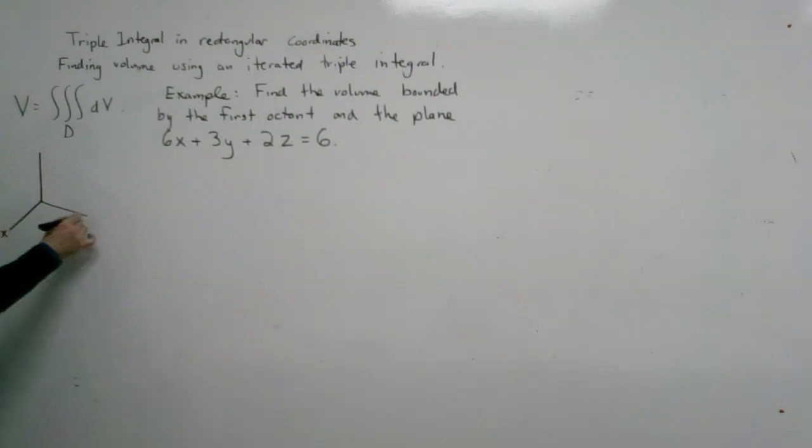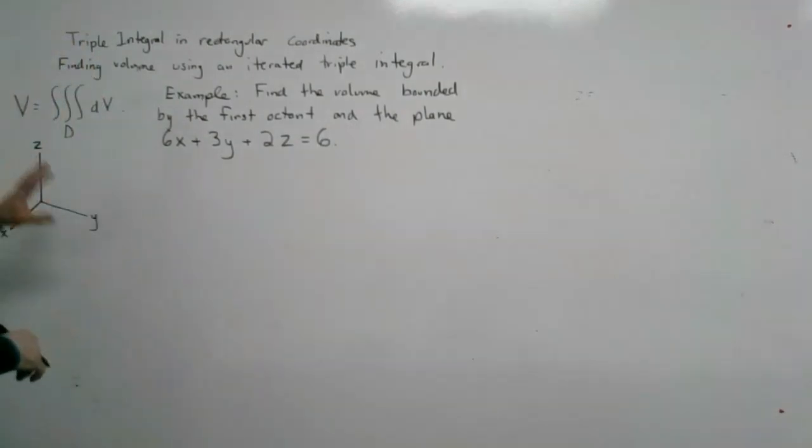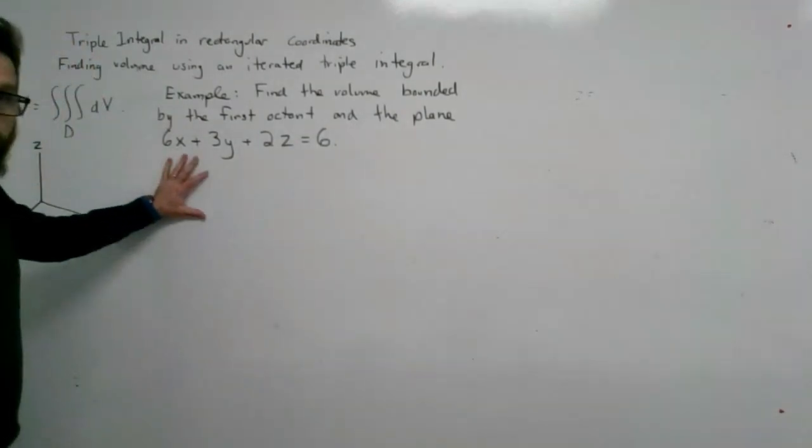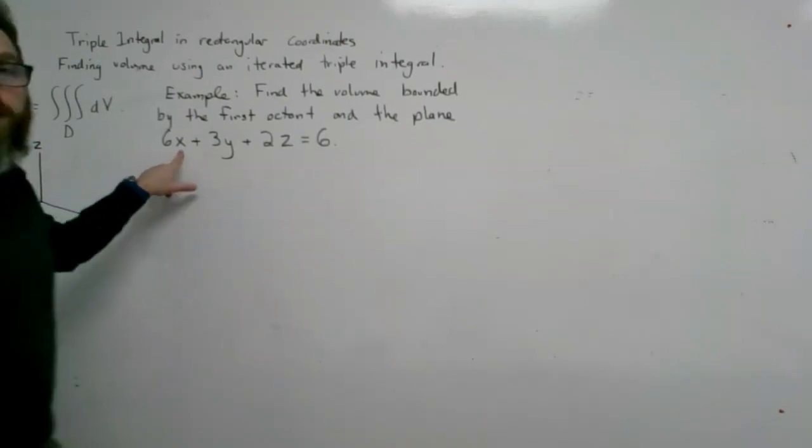So the x, y, z space. Now, in order to find the picture of the first octant, I'm going to find the x, y, and z intercepts. If I want to find the x-intercept, it's just like we do in a pre-calc class. You set the other ones equal to 0.